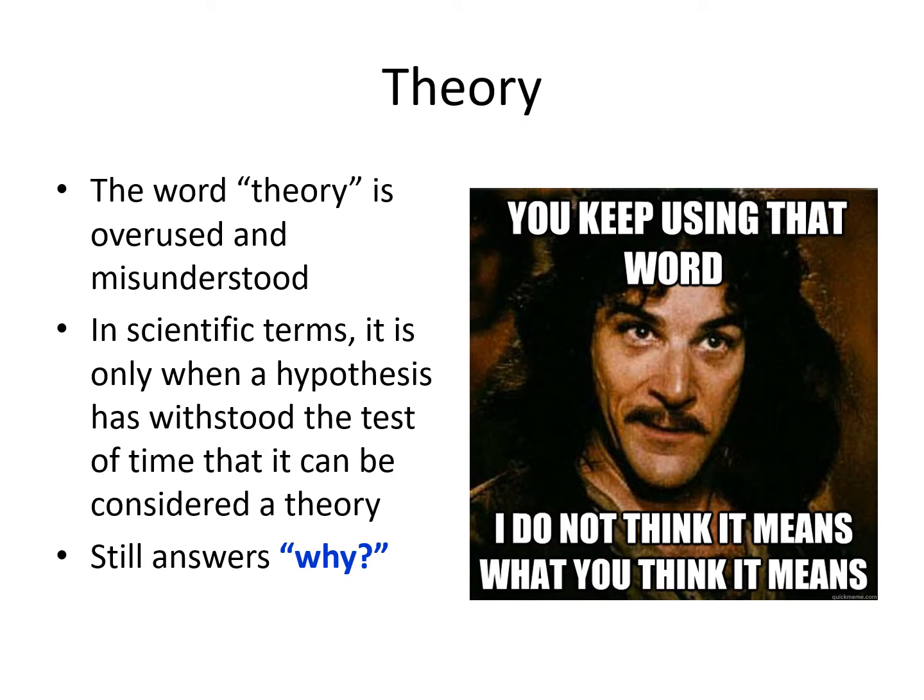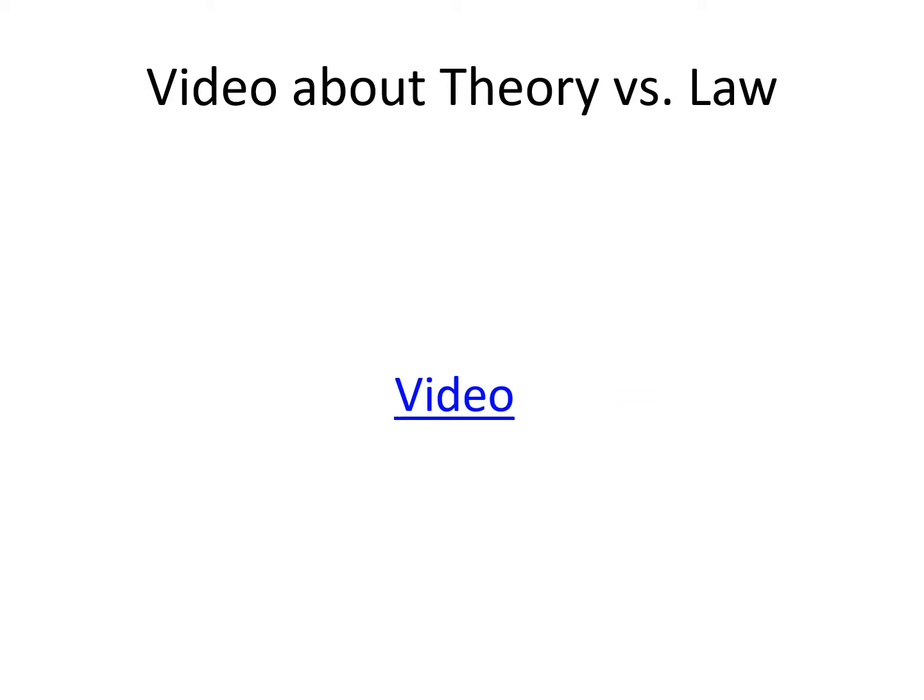The word theory is overused and misunderstood. Often when people say, I have a theory, they really mean, I have a hypothesis, because they haven't tested it yet. A scientific theory is a hypothesis that has been confirmed over and over again. Please watch the video linked in this slide about the difference between a law and a theory.